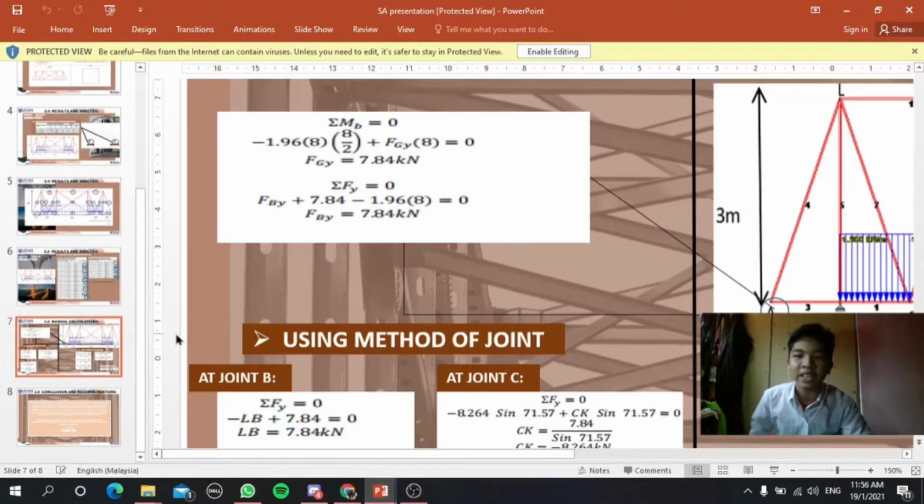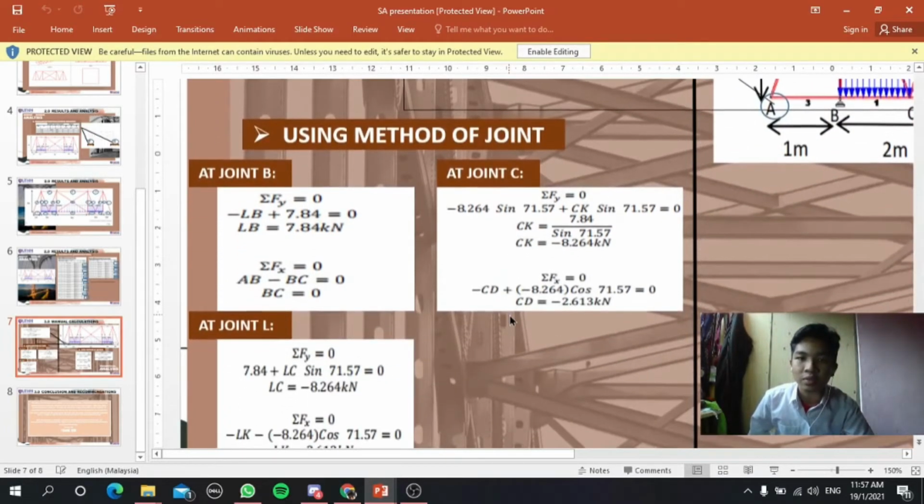Thank you. Hi, my name is Muhammad Shazani and I'm going to continue our presentation with the manual calculation for our bridge. First, as usual, we use the equations of equilibrium to get the support reactions. At the moment at B, we get 7.84 kilonewton for FGY. Next, we use summation Fy to get the same value, 7.84 kilonewton for FBY.